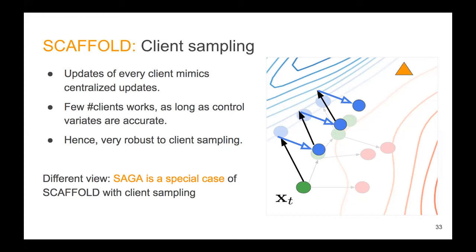Maybe one way of looking at it is, again, something I'm not completely familiar with, perhaps you know better than I do, but if you think of SAGA, for example, yeah. It turns out that in the case when you sample all the clients in each round, then the algorithm that I just described is exactly SAGA. Okay.